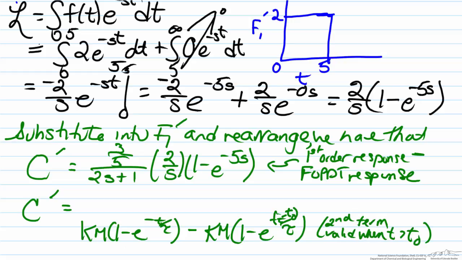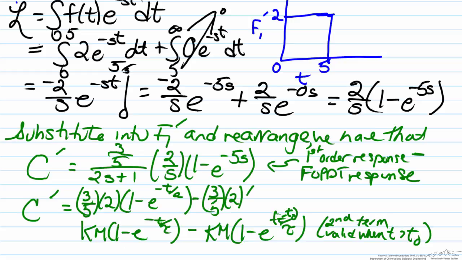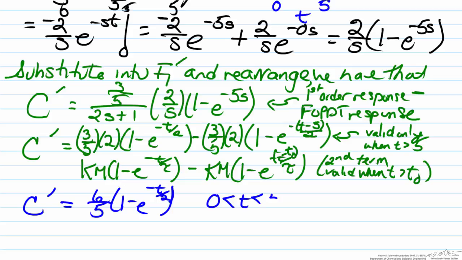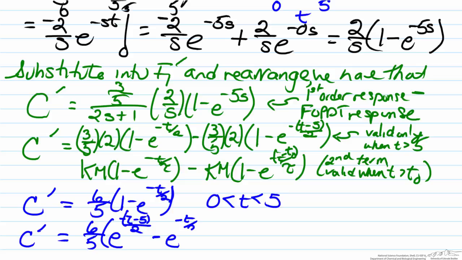So if we substitute all these things in, our gain here is 3/5. The magnitude of our step is 2. And then we have 1 minus e to the negative t over tau, which in this case is 2, minus the same 3/5 multiplied by 2, multiplied by 1 minus e to the negative (t minus our dead time, which is t naught, 5) over 2. So what it means is that our concentration will obey the first term only for when t is between 0 and 5, and the full expression is valid for all other times.